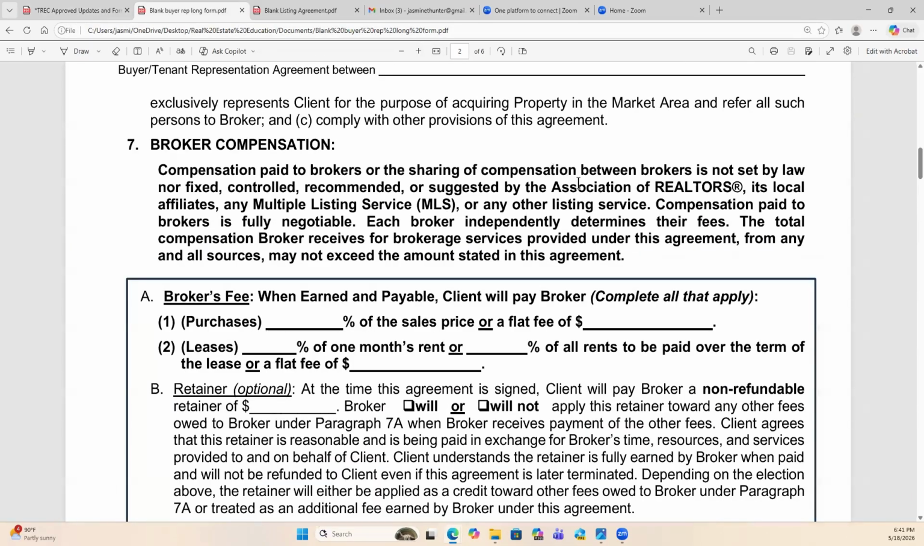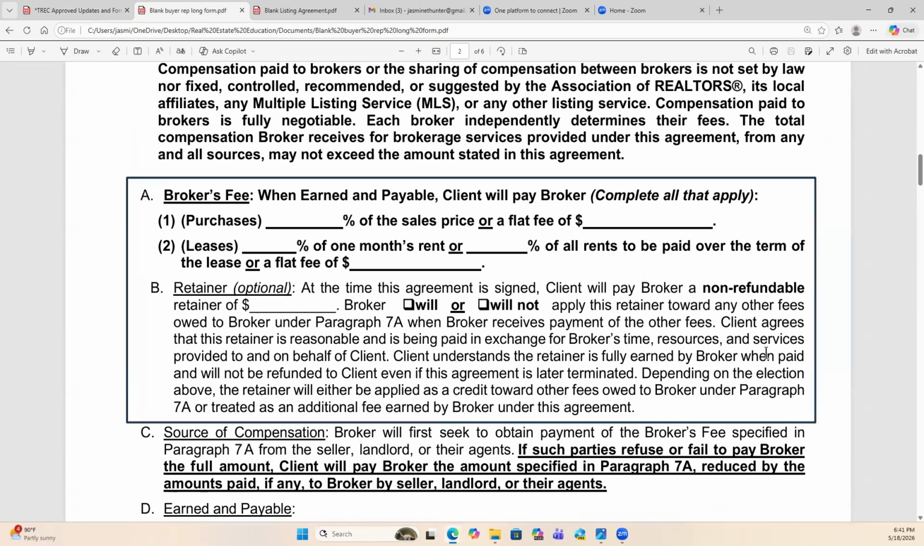Okay. Now this is what these documents look like today. And I will show you what it's about to look like in June when this gets all cleared up. Now, the buyer representation agreement will not change. The buyer rep is not going to change. It's going to be the listing agreement that changes. Okay, so this is going to stay as is.